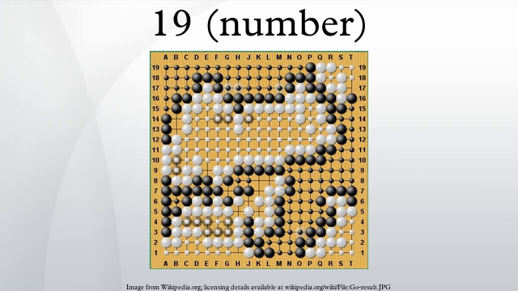19 is the natural number following 18 and preceding 20. It is a prime number. In English speech, the numbers 19 and 90 are often confused, as sounding very similar. When carefully enunciated, they differ in which syllable is stressed, 19 versus 90.